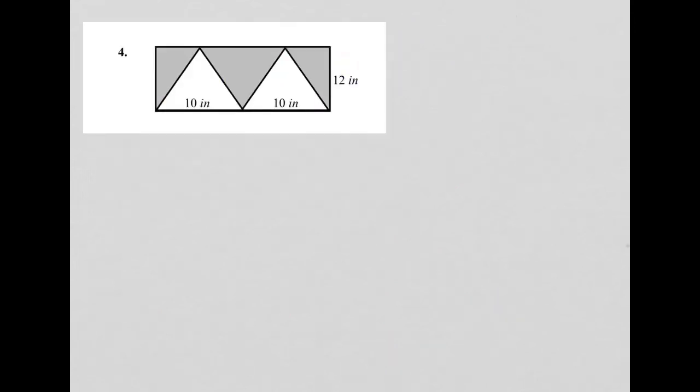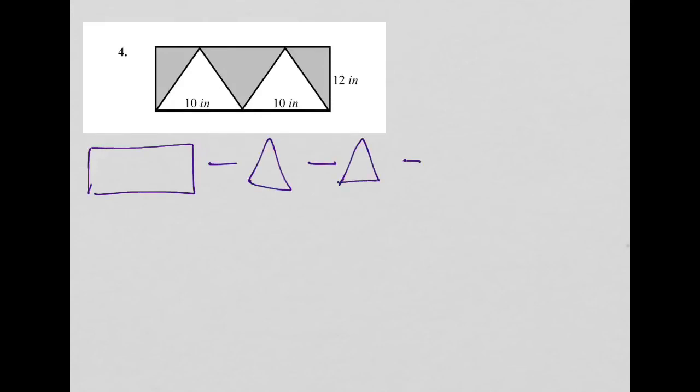All right, question number 4 is a little tricky because we have a big rectangle and then we have 2 smaller triangles, and the triangles aren't shaded. So here we're going to have to find the area of the entire rectangle, and then we're going to have to subtract the area of the 2 triangles. So, you can write it out like this. So the rectangle minus the triangle minus the triangle equals the total area.